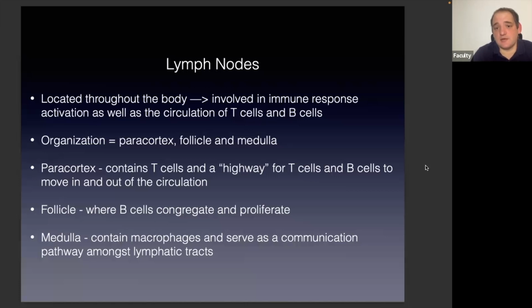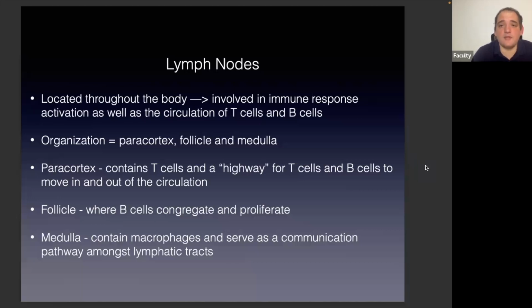You'll have T cells that are going through the circulation, they'll go through lymph nodes and then kind of back out into the circulation as necessary. I kind of think of lymph nodes like a satellite center in a way. They're like a regrouping area where the T cells and B cells meet up, and then they go back out to the body. The follicle is associated with B cells. It's where B cells will congregate and proliferate. And then the medulla, again, M for M, has macrophages in there.